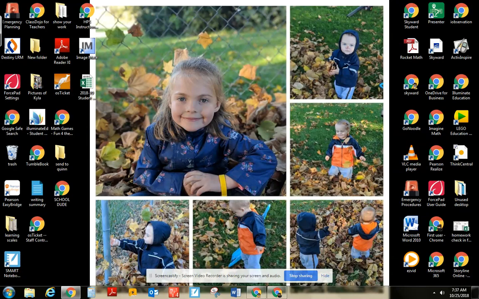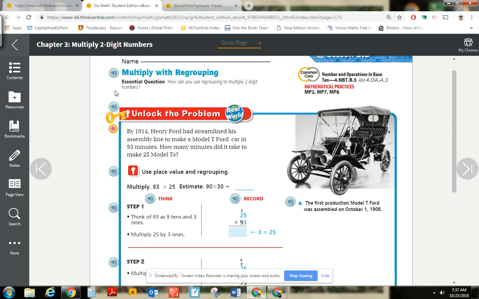Guys, it's Mr. Grego here, and we're going to be doing Go Math 4th grade, Chapter 3, Lesson 5, and this lesson is multiply with regrouping. We're going to be doing 2-digit by 2-digit multiplication with regrouping, the standard way. This is the way that I learned.